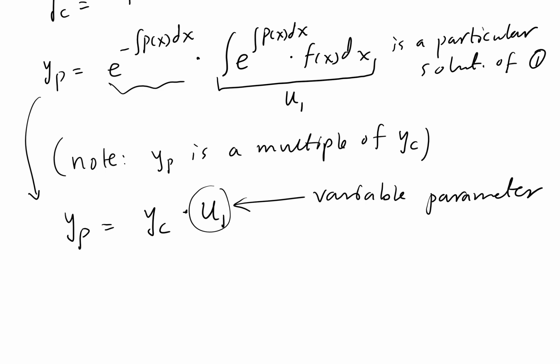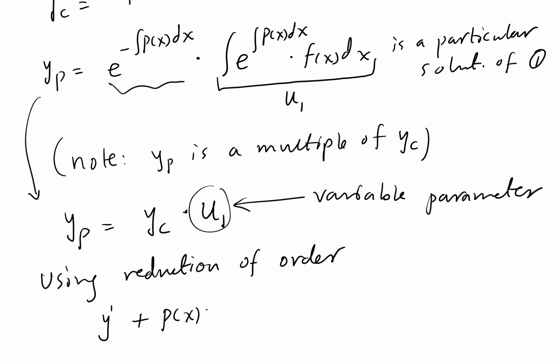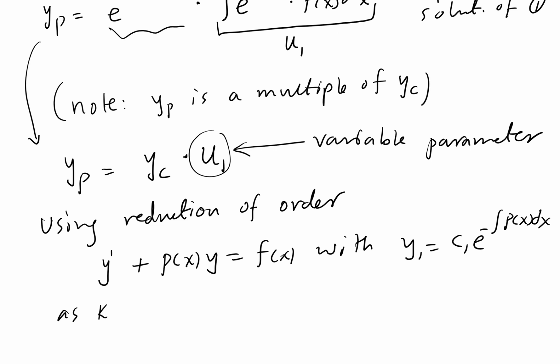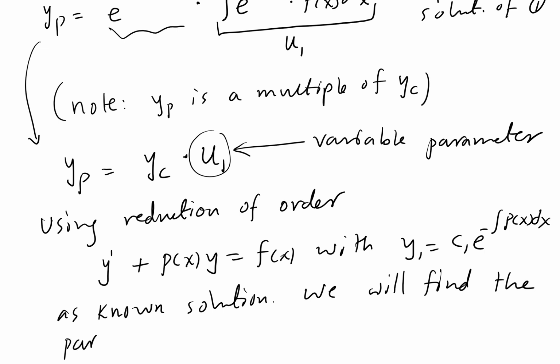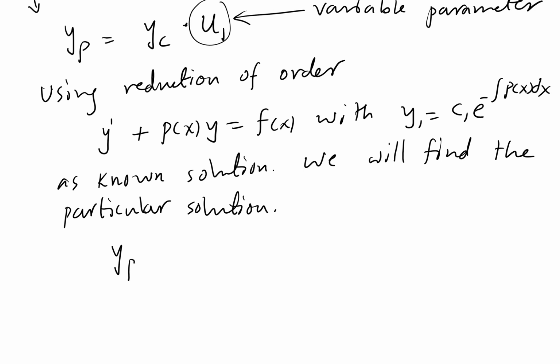Now what are we going to do with this? We're going to use reduction of order. So for y prime plus p of x y equals f of x, with y1 equal to c1 e to the negative integral of p of x dx as the known solution, we will find the particular solution. So how do you do that? Well, we said y sub p is y1 times u1. So we're going to differentiate both sides using the product rule: y1 prime times u1 plus y1 times u1 prime.